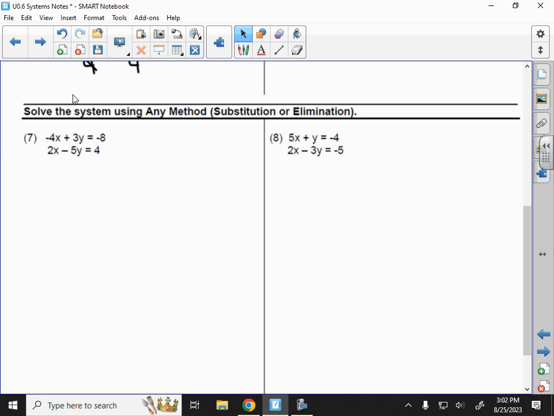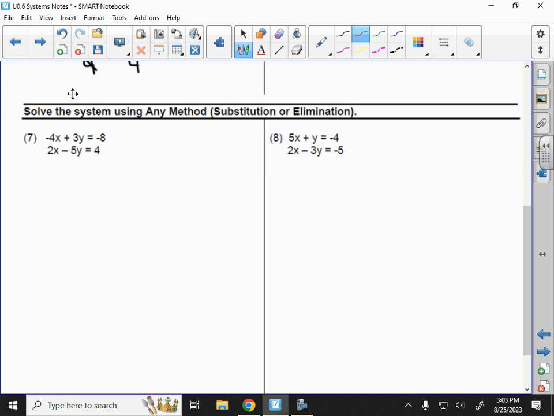All right, so 7 and 8, it says to solve using any method, either substitution or elimination. So it's up to you which method you want to use. One thing to keep in mind, to use substitution, you want either a 1 or a negative 1 in front of the x variable or the y variable. If you don't have that, then don't use substitution and just use elimination. So on number 7, if you look at all the coefficients of the x's and the y's, none of them are 1 or negative 1, so you don't want to use substitution. It just makes it really hard because you'll have to use fractions. So in that case, I would use elimination.